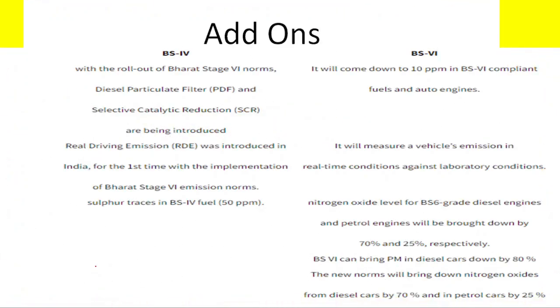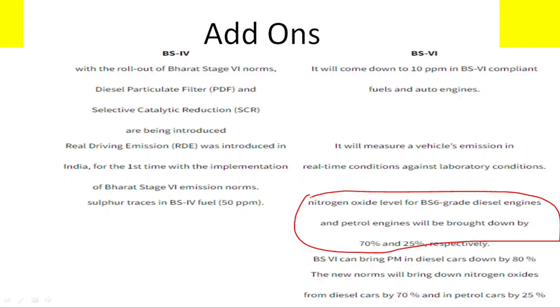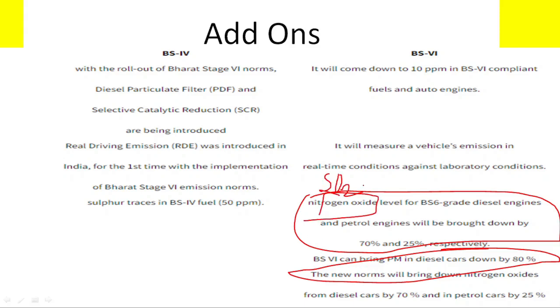All of this. There are some add-ons like the Bharat Stage fifth and sixth conditions. You can go through them. The main point is that there is a reduction of 70 to 80% in nitrogen oxide level. NOx reduces by 70 to 80%, and vehicle emission is measured in real-time conditions instead of laboratory conditions. These two, nitrogen oxide and sulfur dioxide, are important. It reduces by 70 to 80%.